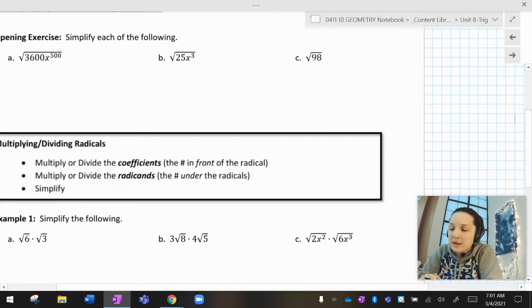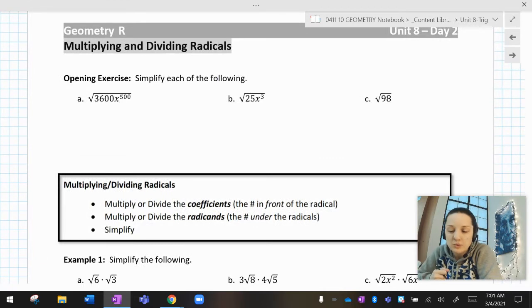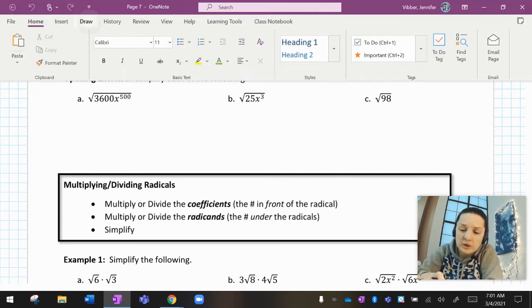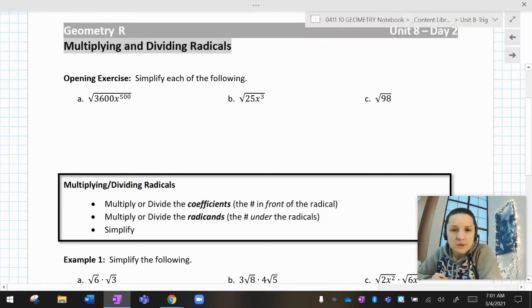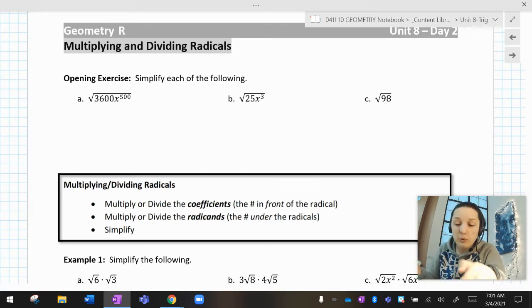All right, so in the top here, we've got an opening exercise: simplify the following. You should be able to do each of those on your own. So I am going to actually leave that to you for a second. I'm going to pause this video, do those three, and then come back. Pause it. Okay, maybe you're back now.